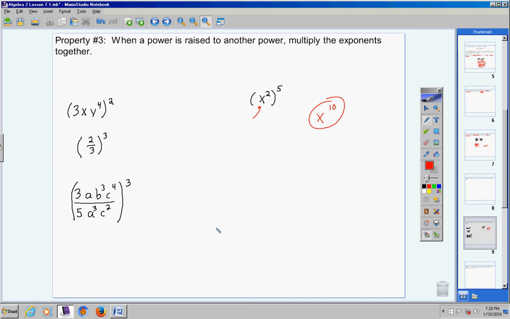Do you see it okay? X squared to the 5th power is different than x squared times x to the 5th. Here we have two bases with their own powers. Here I have one base with two powers. Alright, let's try another one. Let's look at it again. When a power is raised to another power, you simply multiply the exponents together. Okay? Let's take a look at this one over here.